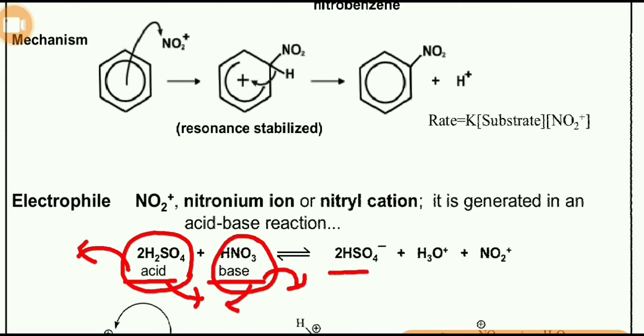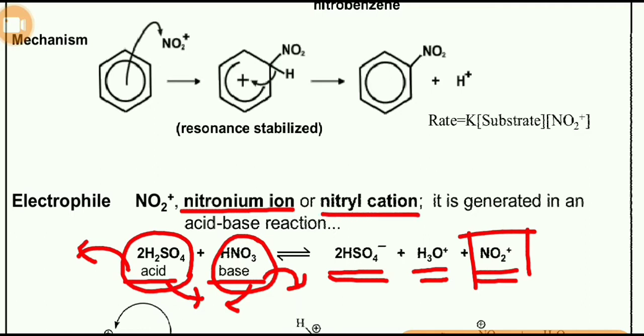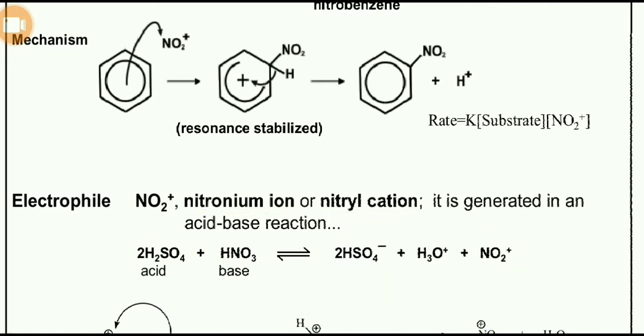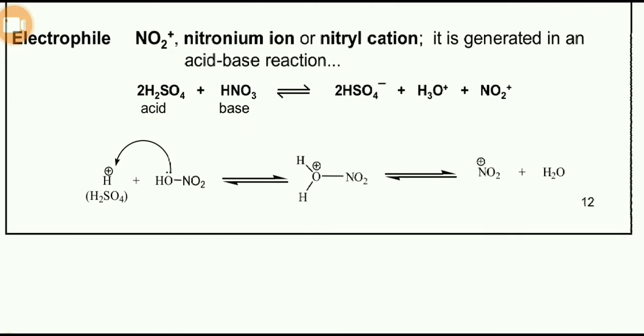When they react with each other in an acidic medium, this is formed, and this is the most important species. It is known as the nitronium ion, or we call it the nitryl cation. It is generated in an acid-base reaction. So before going through anything else, you have to understand how it is formed, and you will understand that from this reaction.